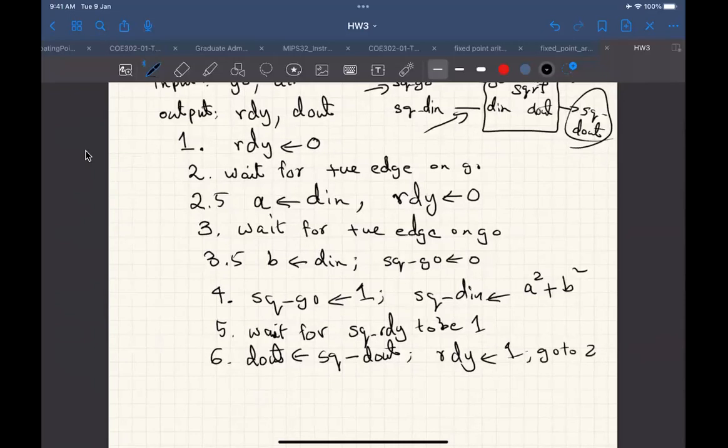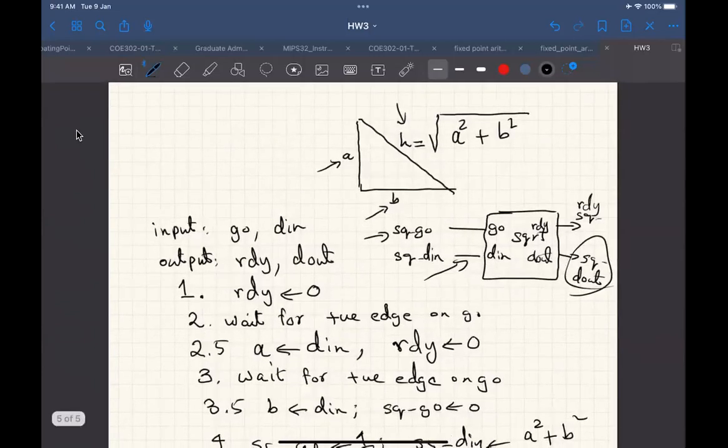Got it, Shabab? This is an algorithm for calculating the length of the hypotenuse of a right triangle, given its other legs, A and B. Do you understand the algorithm now, Shabab? Yes.